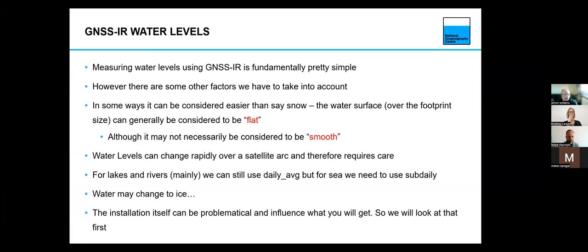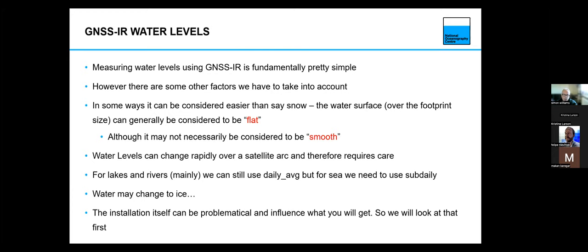So a few statements at the start. Measuring water levels using GNSS-IR is basically fundamentally pretty simple, as you saw yesterday. But there are some other factors we have to take into account. Compared with snow, water level is a very static measurement over a reasonably long period, so in some ways it can be considered easier than snow. The water surface over the footprint size that we're looking at can generally be considered to be flat, although it may not necessarily be considered to be smooth, which we talked about yesterday.